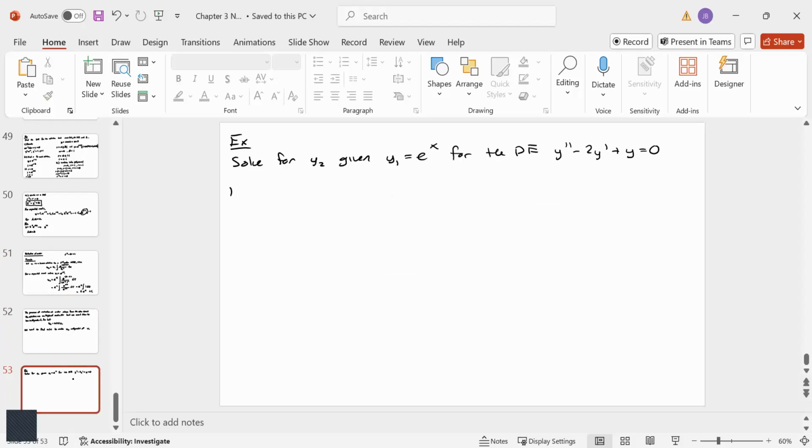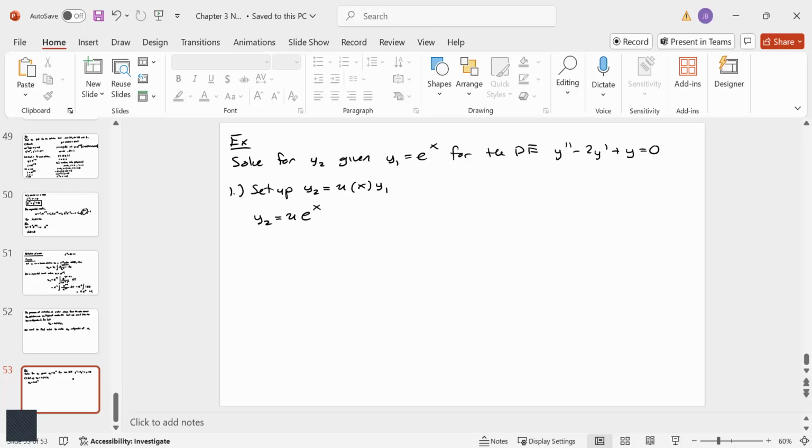So step one is you're going to set up that relationship. So set up y2 equals u of x times y1. So you're going to set up this relationship. So y2 is equal to u of x. I'm just going to use a u from now on, times e to the x. That's my relationship.